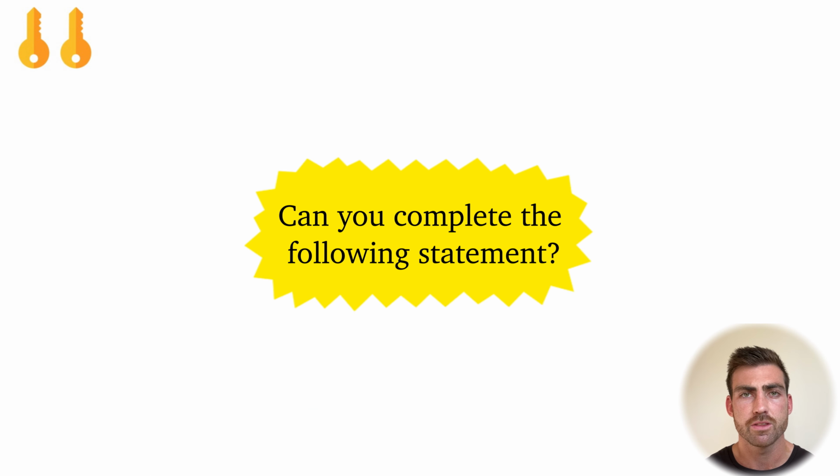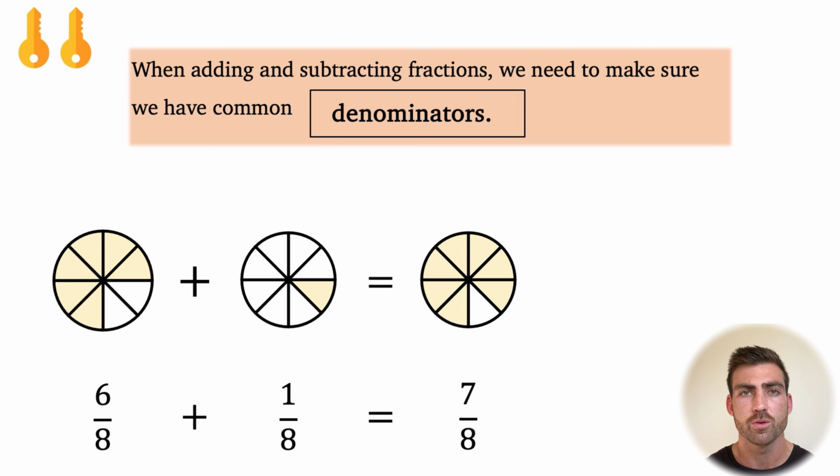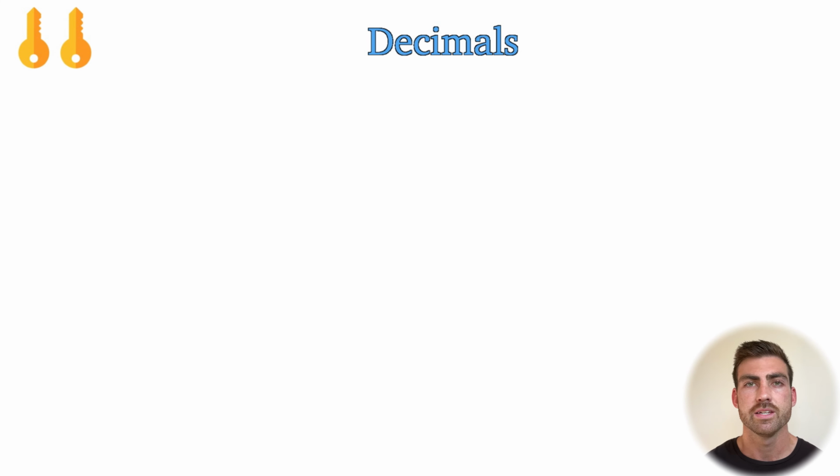Can you complete the following statement? When adding and subtracting fractions, we need to make sure that we have common... Yes, the missing blank is denominators. We do this to make sure that both whole amounts are broken up into the same size pieces. Decimals work the exact same way.